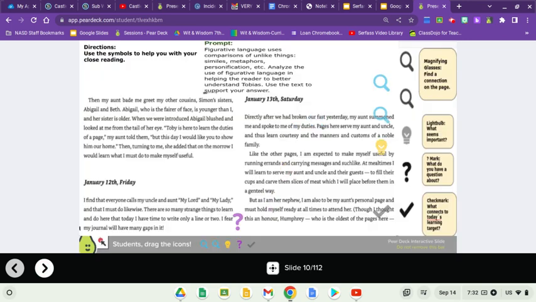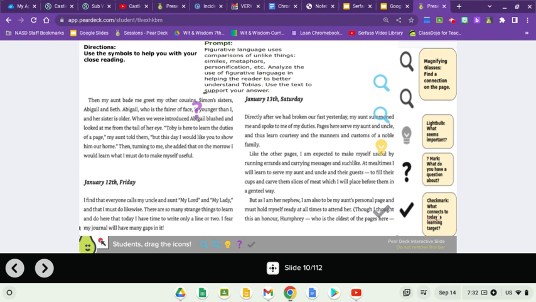Slide 10. Then my aunt bade me greet my other cousins, Simon's sisters, Abigail and Beth. Abigail, who is fairer of face, is younger than I, and her sister is older. When we were introduced, Abigail blushed. That's your cousin, so I'm going to put a question mark there and leave it there. And looked at me from the tail of her eye.